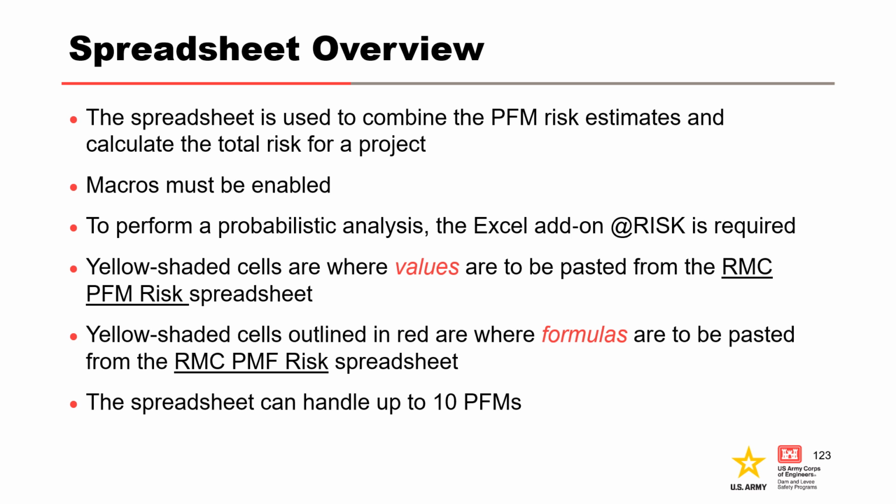As with the other spreadsheets, macros must be enabled, and the Excel add-on @Risk is required to run a probabilistic analysis. The yellow shaded cells are where values are to be pasted from the RMC PFM risk spreadsheet. Yellow shaded cells outlined in red are where formulas are to be pasted from the RMC PFM risk spreadsheet. The spreadsheet can accommodate up to 10 potential failure modes.